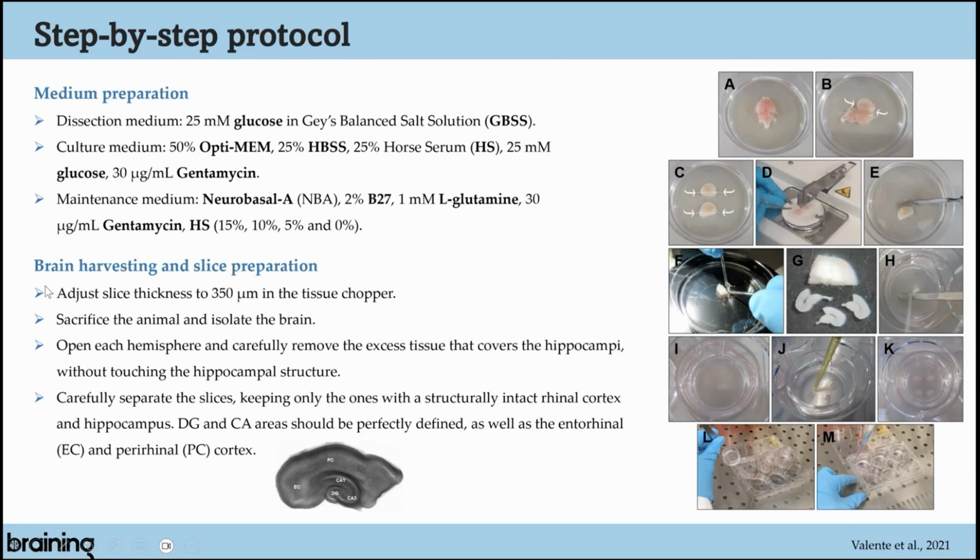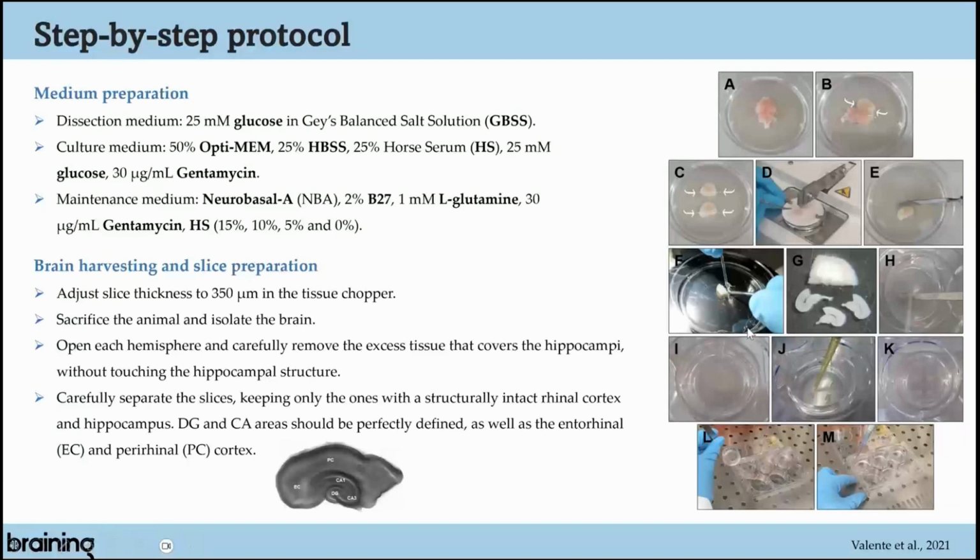And there comes the third note that I put here. We really have to remove the excess tissue, here represented in figure C. We have to remove this excess tissue that is beneath the hippocampus. That's really important. We have to do it without touching the hippocampal structure, because if you just take all this tissue to the chopper, it's just too much. It's difficult for the chopper to cut this large amount of tissue for the slices. So if we remove this piece, it's easier. Then we put the tissue in the chopper and we separate the slices.